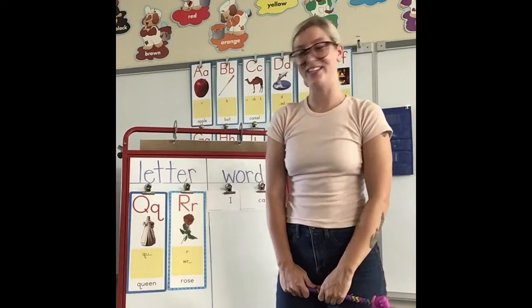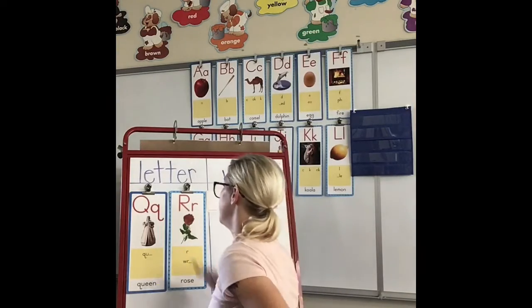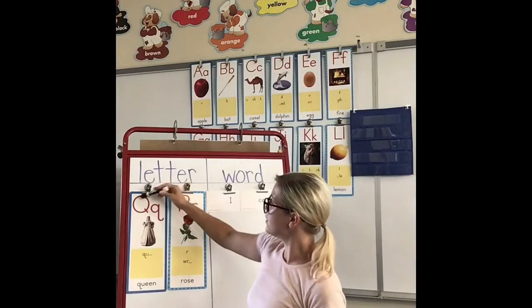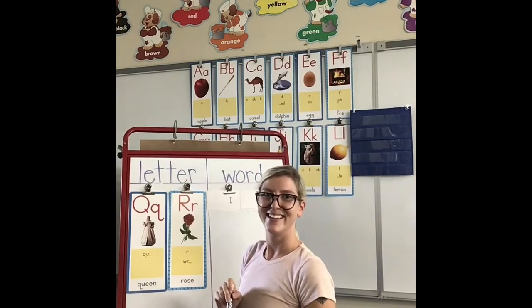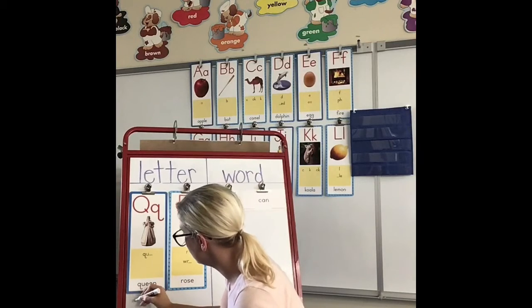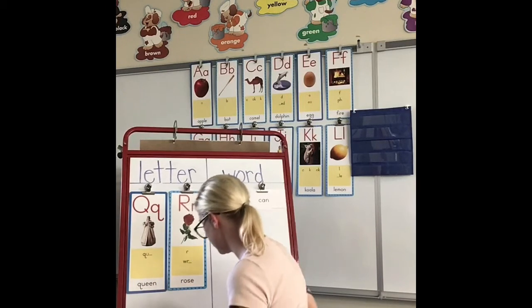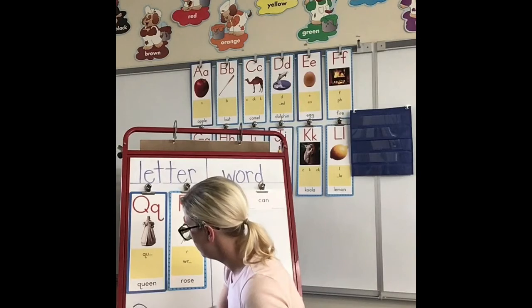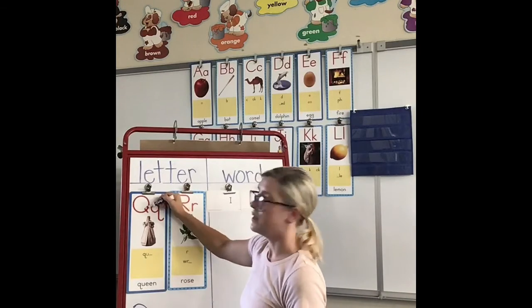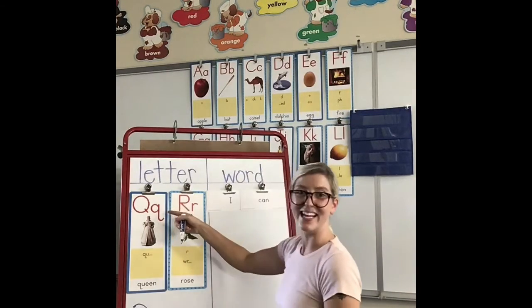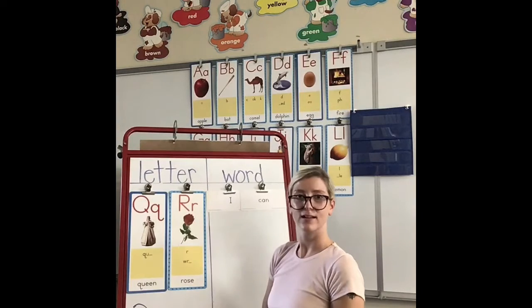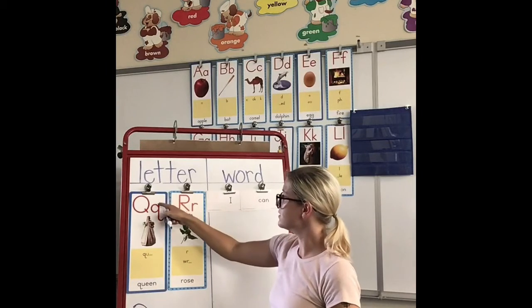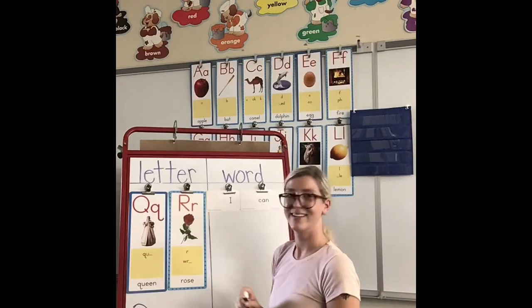Now let's write the letter Q. Uppercase Q goes around like an O with a little line through it. Lowercase q goes around like a circle and a hook back.